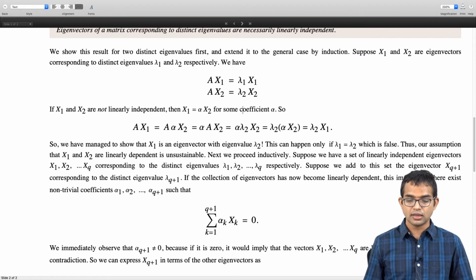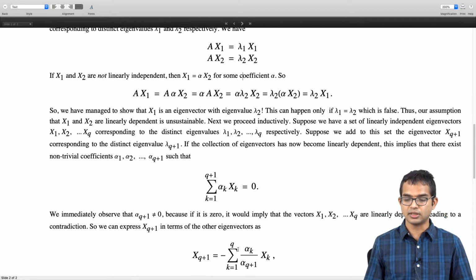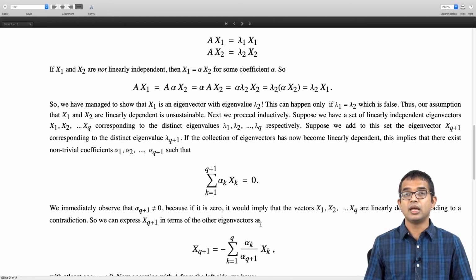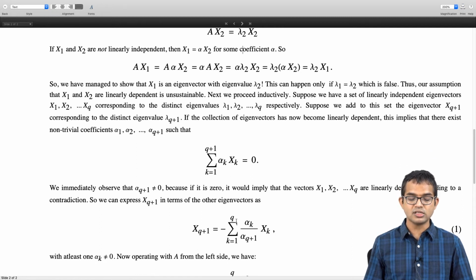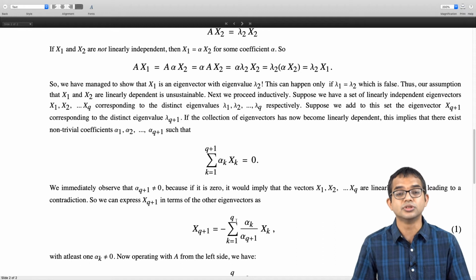So we must have that this coefficient is non-zero, and so we'll be able to express xq plus 1 in terms of the other eigenvectors. So we'll be able to divide throughout by this coefficient, and then we have xq plus 1 is equal to minus 1 times the summation over these constants times xk, where now k runs from 1 to q, with at least one of these coefficients being non-zero, right?